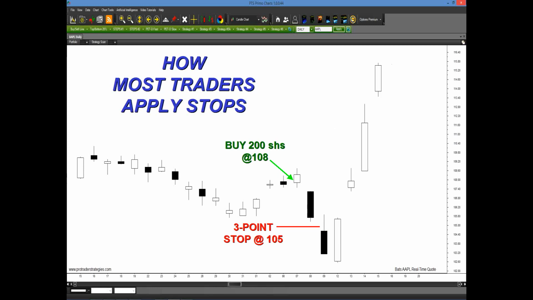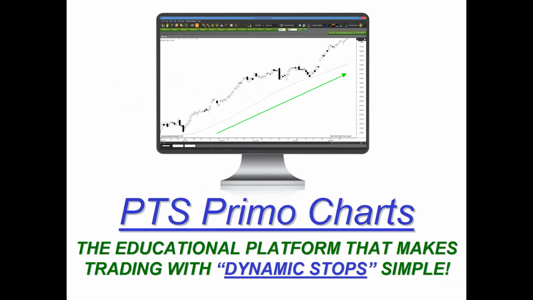So the reason why we formulated this course is it's not so much that you have a faulty strategy. It doesn't even have to be one of ours. It could be one of your own, something from another educator, something that you formulated yourself. It's that your stop loss placement is incorrect. It's based on faulty and inconsistent information. So this is what we're going to emphasize in our course, how to properly place your stops and what they're based on. And the beauty of this is that everything will be one click away on the PTS Primo charting platform. This is the educational platform that really is going to make trading with dynamic stops simple.